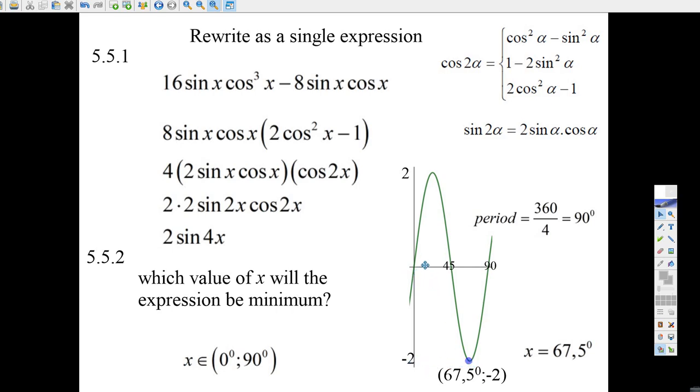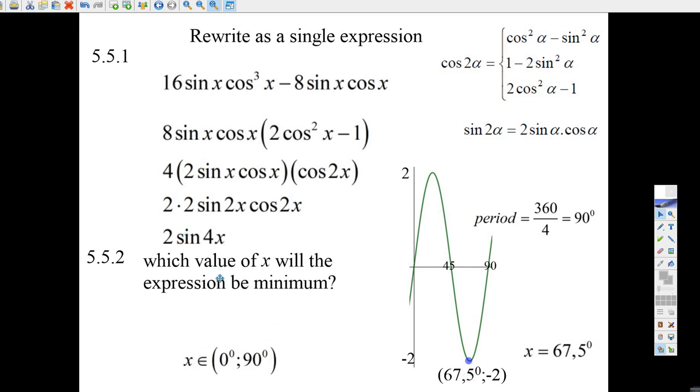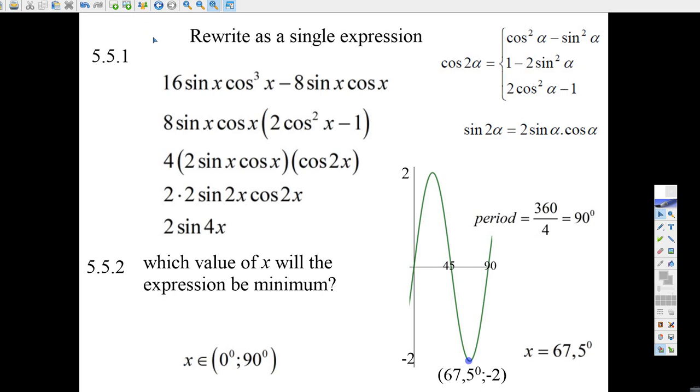Well, it's 0, 22.5, 45. That's the step, 22.5 degrees. It must be 67.5 degrees. That's the value that will make the expression minimum. And if you just know how sine graphs work and just think about it like that, then it's not too hard. If you know about how that 4 affects the period, you can just sort of figure it out. So hopefully that helps.